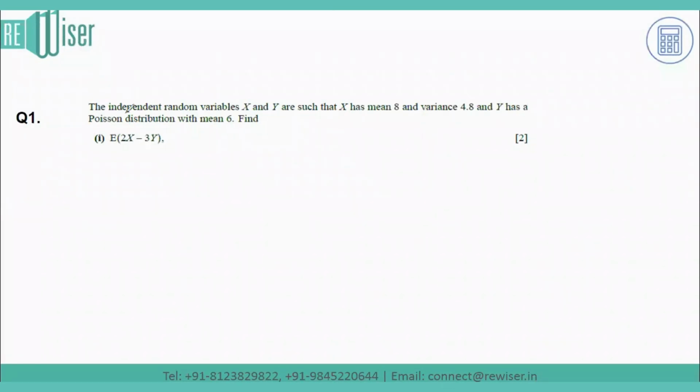Hello students, the question says the independent random variables x and y are such that x has mean 8 and variance 4.8, and y has a Poisson distribution of mean 6. So for x, we'll first write that the expected value of x is given as 8 and the variance of x is given as 4.8. Now y has a Poisson distribution of mean 6. So that literally means the expected value of y is 6.